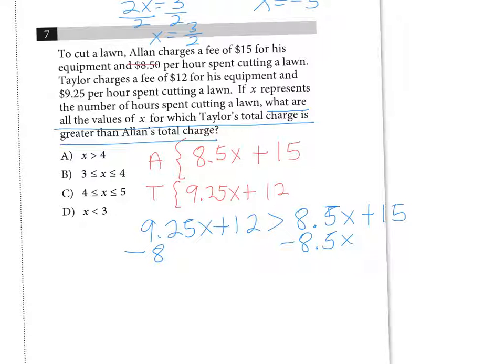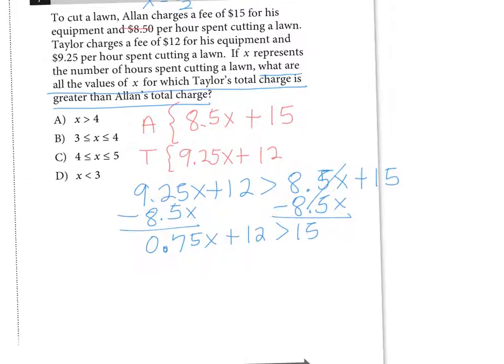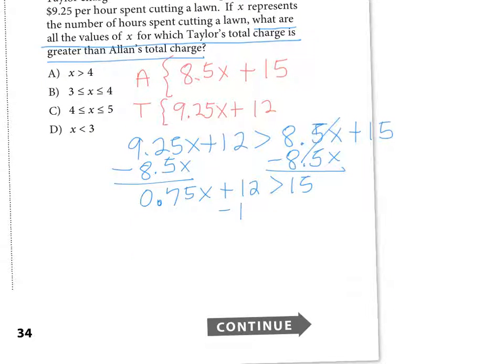So subtract $8.50 from $9.25. 75 cents. And next, what do I do to leave the x by itself? What should I do next? Move the 12. We move it with the opposite of positive 12, which is negative 12. So $15 minus 12. Is that 3? Now that 0.75, let me make that into just quarters. How many quarters are in 75 cents? 3. So I'm doing this just so that I can make the problem easier.